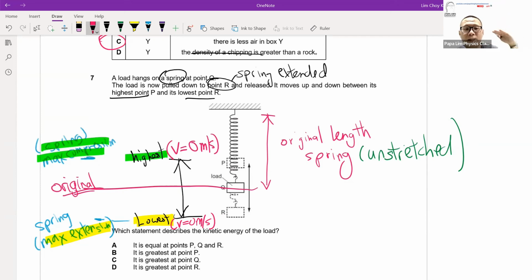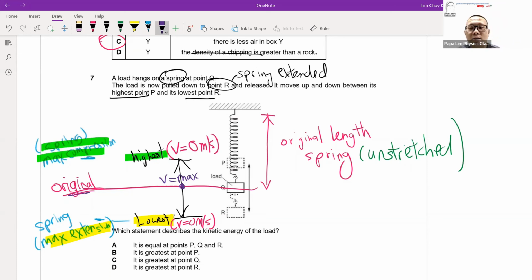The same thing happens at the lowest point, the maximum stretch. Before it shoots up, before it changes direction, it has to stop for a split second. So at the highest and lowest points, the speed is actually 0 meters per second. At the middle section, the original length, the speed is the highest. It will pass through the original position, the unstretched length, at the maximum speed.